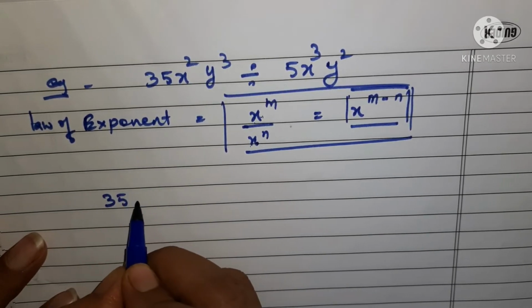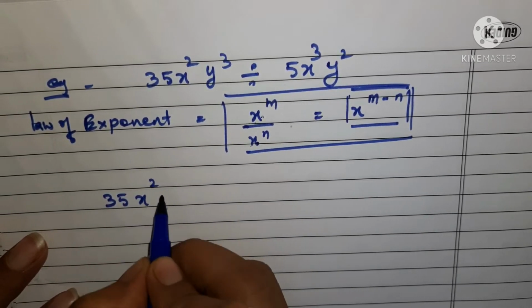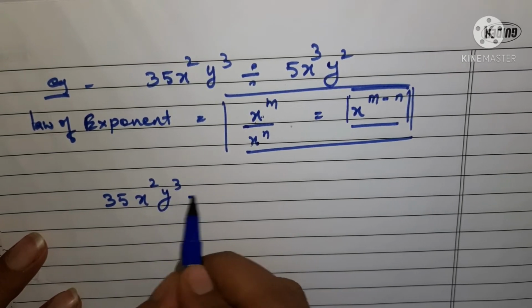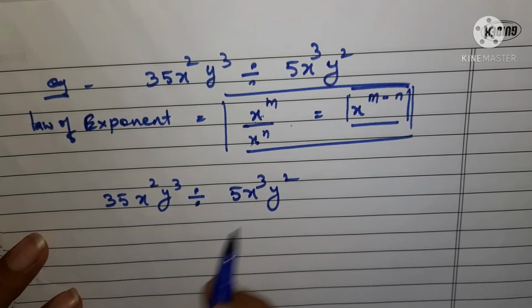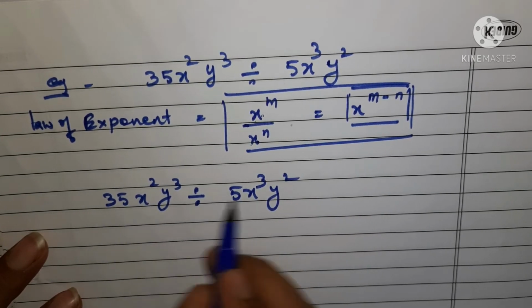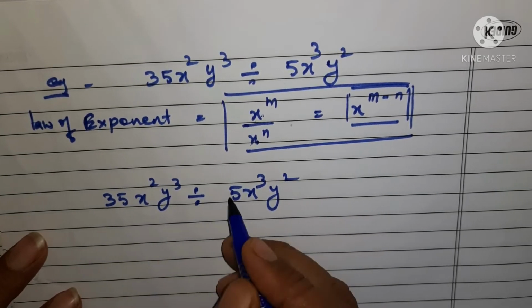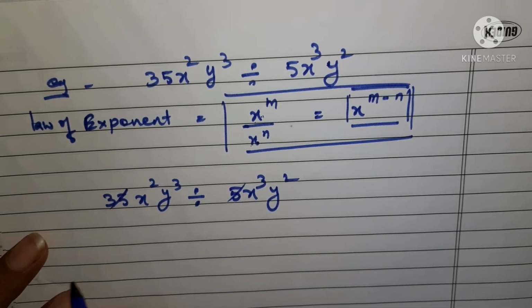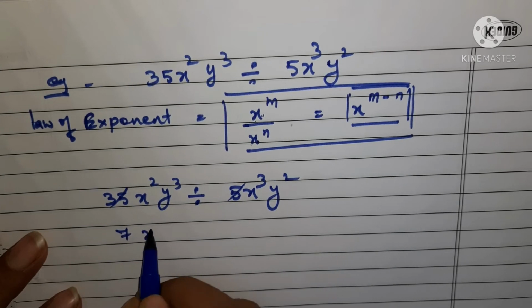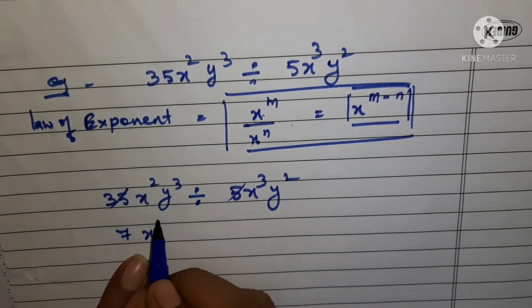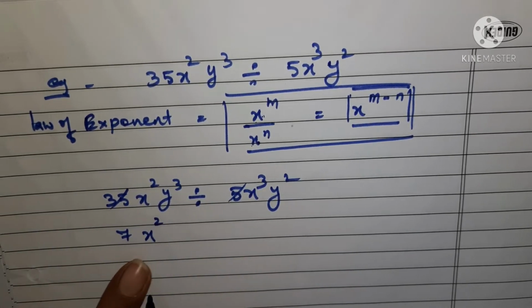So it is going to give you what, 35x square y cube, when it is written divided by 5x cube y square. Simply you are going to divide the numbers, numerical coefficients first. So if you cancel it out, it is giving you what, 5 how many times? It will give you 7 times. What else is there? X to the power 2, right? You can write x to the power 2.